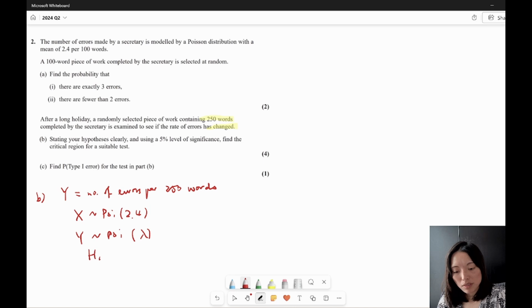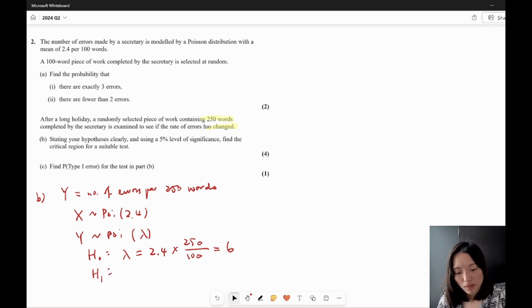Our null hypothesis is that lambda would be 2.4, scaled up by 2.5. That equals 6. So our alternative hypothesis is simply that lambda is not 6. Going back to the question, it's asking whether the rate of errors has changed, so whether it doesn't equal 6.